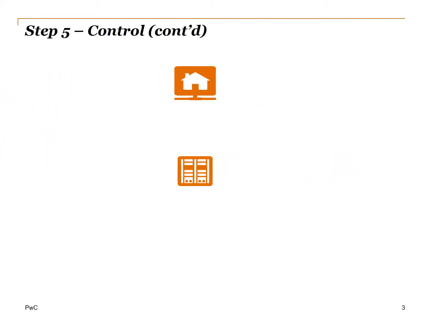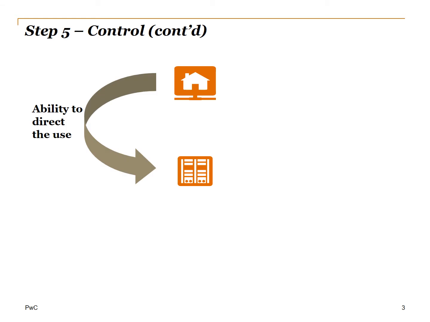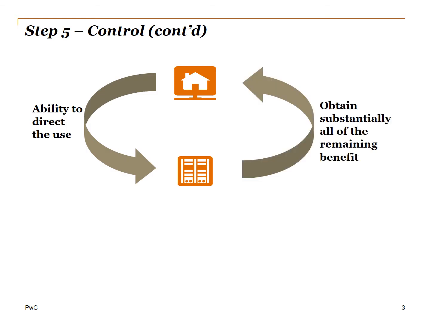A customer obtains control of a good or service if it has the ability to direct the use of and obtain substantially all of the remaining benefits from that good or service. A customer could have the future right to direct the use of the asset and obtain substantially all of the benefits from it, for example, on making a prepayment for a specified product, but the customer must have obtained those rights for control to have transferred.